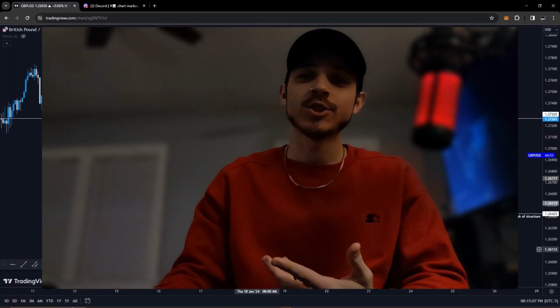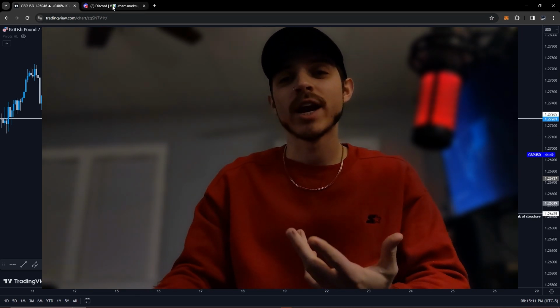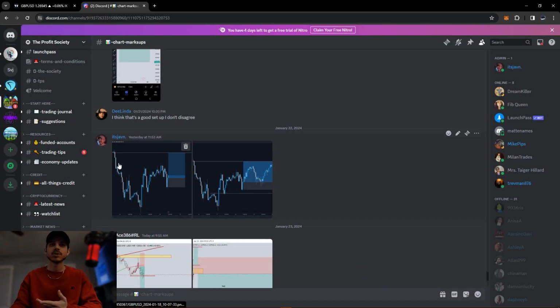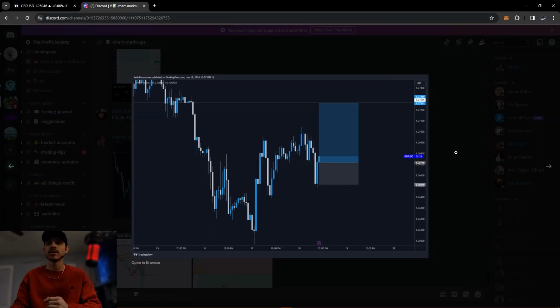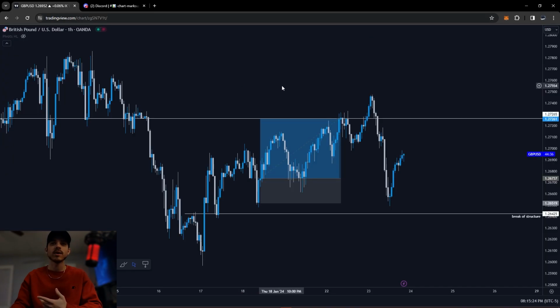Today we're going to be looking at a trade I took on GBP USD. Just to show you guys that this is a trade I actually took and not just me analyzing the market after the fact, here is my screenshot of me posting my trade when I entered, and then here's also me posting a screenshot of the trade once it finally completed a few days later. So let's go ahead and break this down.